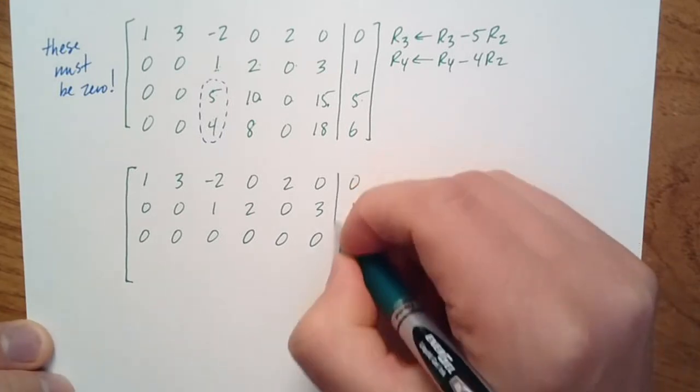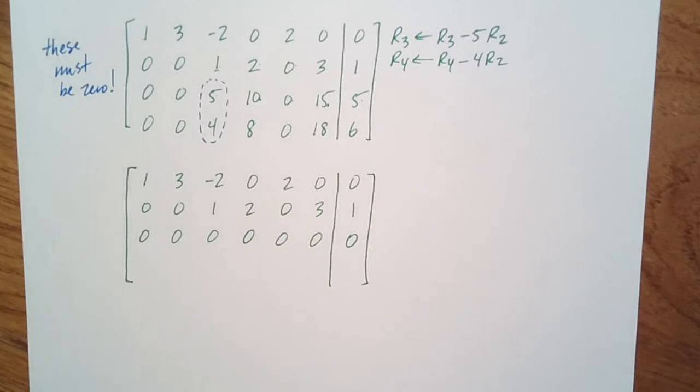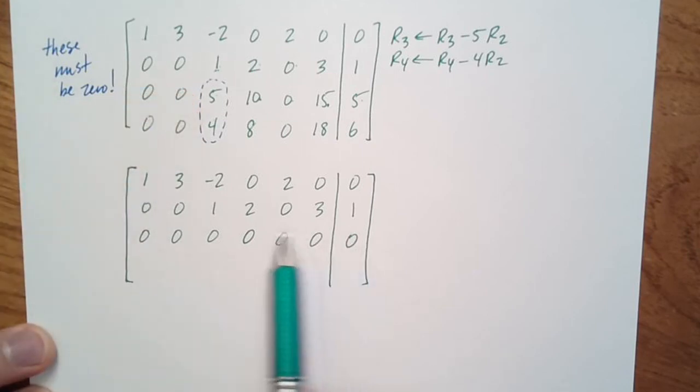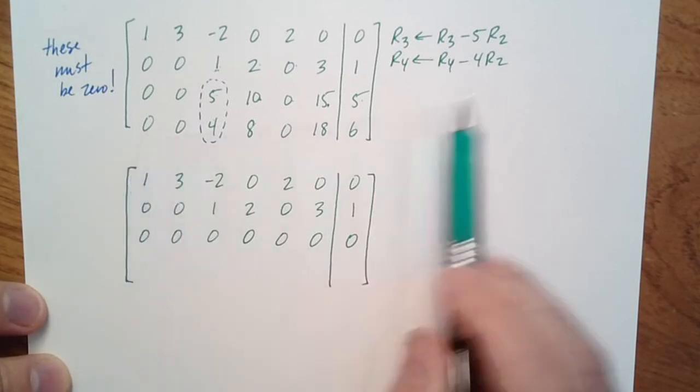So actually, we just introduced an entire row of zeros for the third row. That wasn't really what we set out to do. Our focus was just with these 2 entries, but in this case, it just turned out that we ended up erasing this whole row, so to speak. It turned into all zeros. But let's finish the fourth row now.